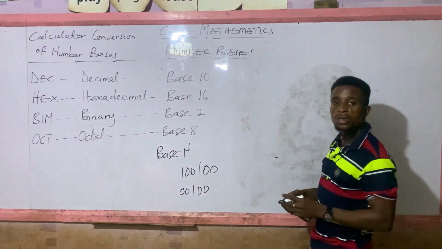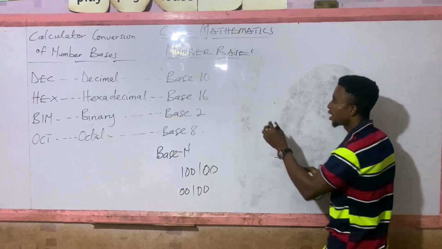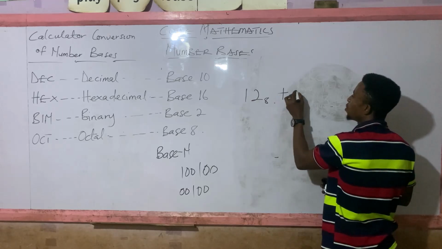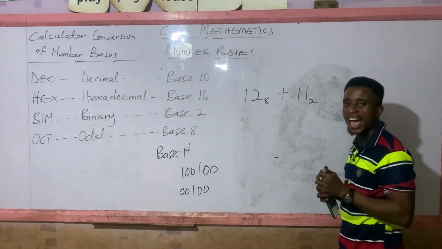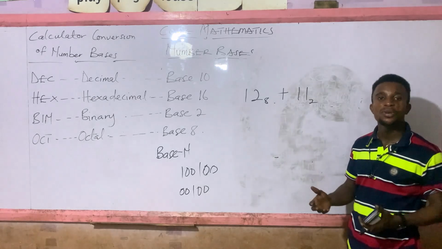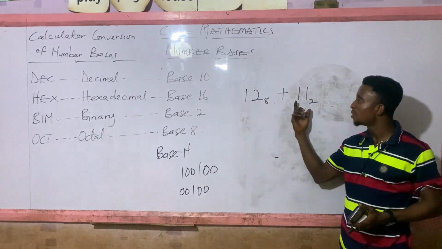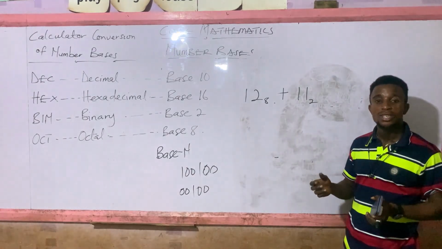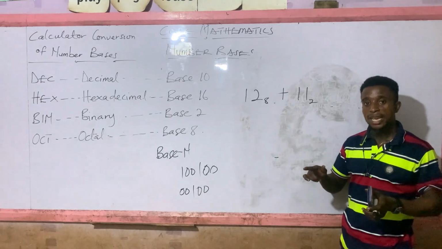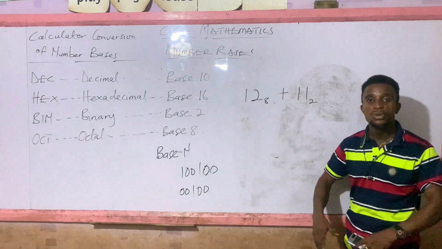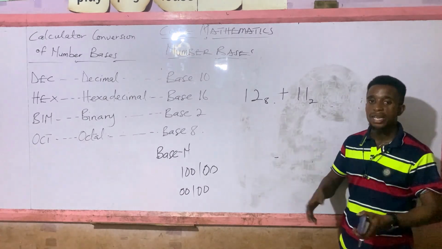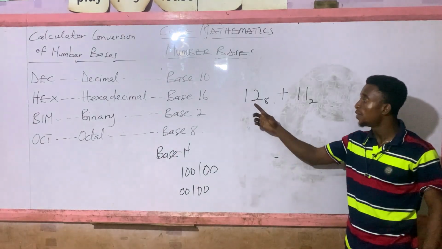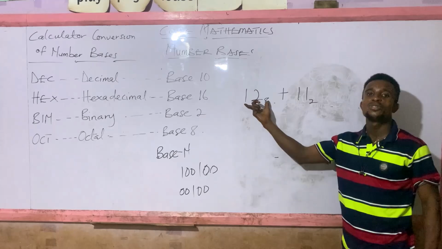Somebody will ask, what if you are given, let's say, 1 2 base 8 plus 1 1 base 2 to add? You can never work this in both base 2 and base 8, even if it is subtraction or multiplication, we can't do that. So what they will say is, solve this, leaving your answer in base 2, or in base 8, base 3, it can be in any other base. If you are asked to solve this, leaving your answer in base 2, you can convert this one to base 2, then you add.